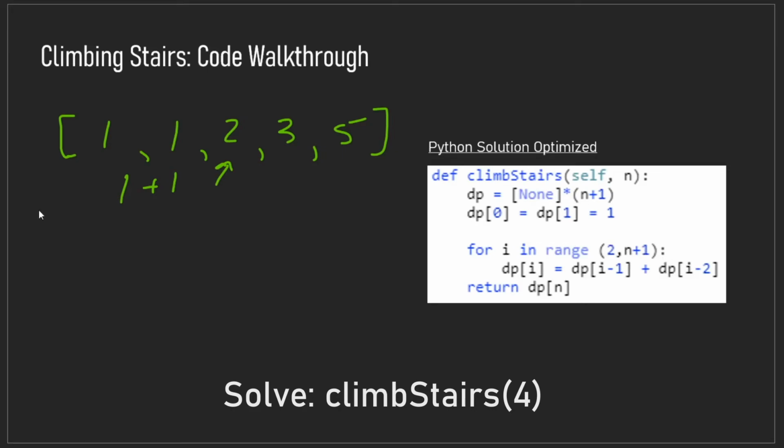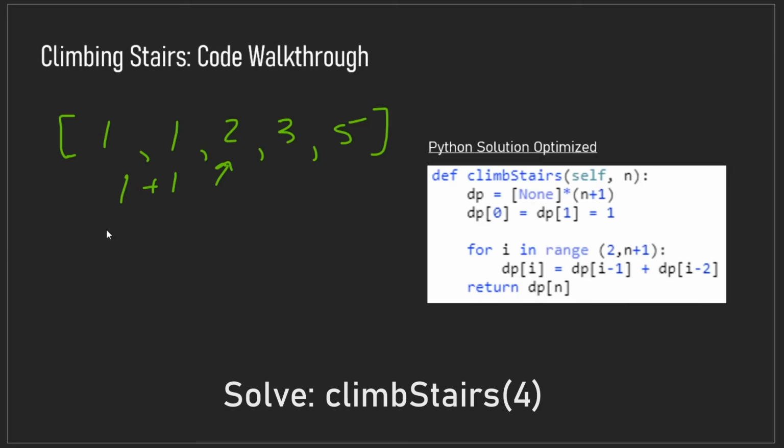The reason you do n plus 1 here is because Python is inclusive and then non-inclusive. So 2 is included, but n plus 1 is non-inclusive. It just loops up to n plus 1, not including n plus 1. If we don't put the n plus 1, we'll be missing our last element here.